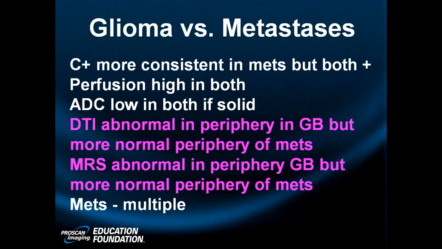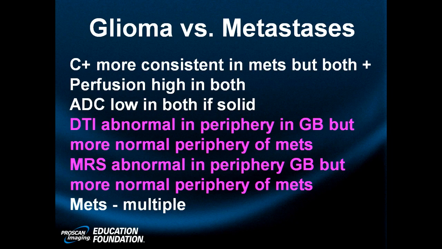If you have a highly cellular GBM without necrosis, it'll have a high ADC value. What about diffusion tensor imaging? If you look at the diffusion tensor of a GBM, it's more abnormal in the periphery. In a metastasis, it's more normal in the periphery. You'll find this in MRI online.